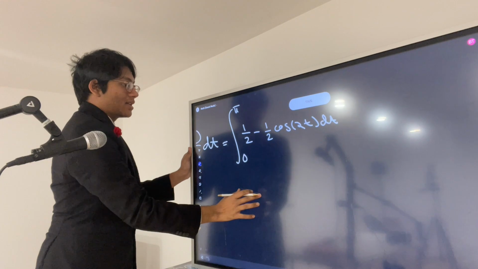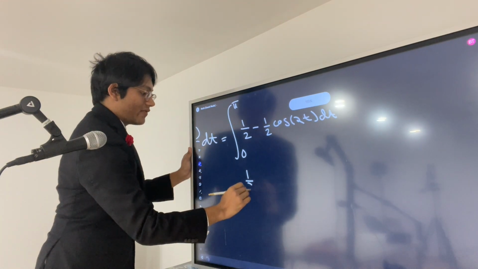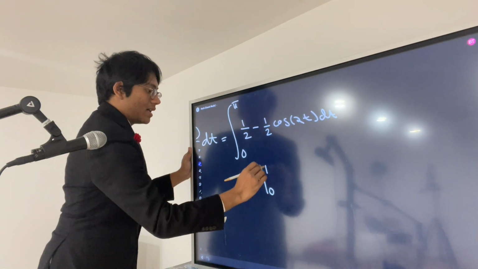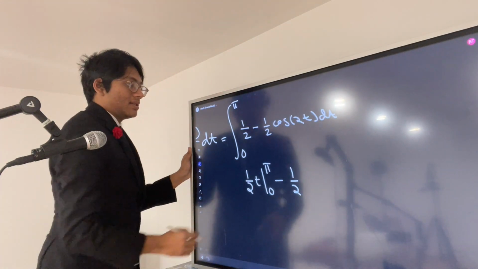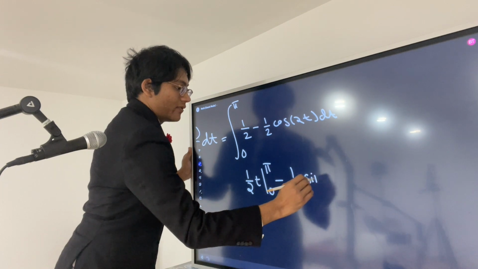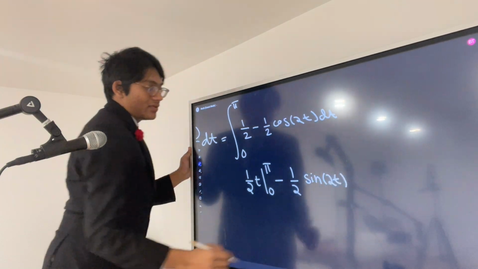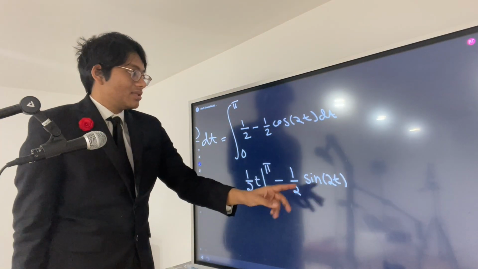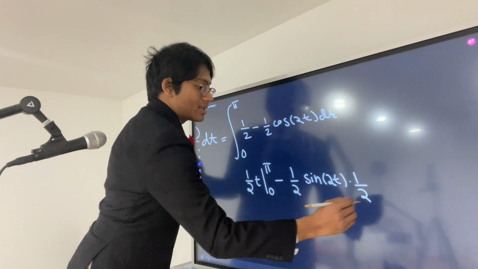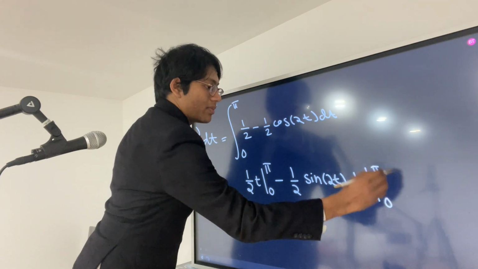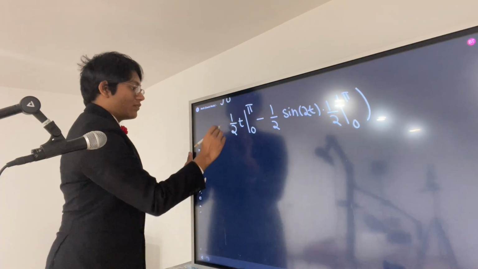And so what is this going to work out to be? I'll have half of t from 0 to pi minus half of, let's see, the integral of cosine is sine of 2t. But if I just do sine of 2t, I'll get cosine of 2t times 2. That's going to cancel out. So I need another divided by 2. So that's here. And that's going to go from 0 to pi.